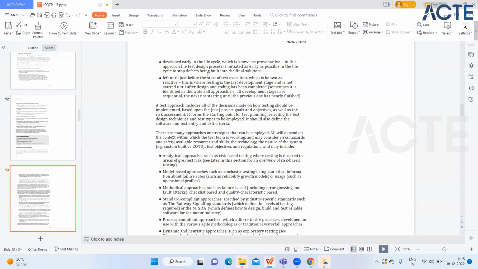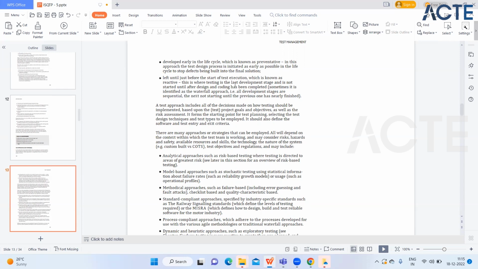Developed early in the life cycle, which is known as preventive. In this approach, the test design process is initiated as early as possible in the life cycle to stop defects being built into the final solution. So the first test strategy they are saying is a kind of preventive strategy in which we will start this approach at the initial stage, at the design process itself, as early as possible in the software development life cycle, so that we can stop the defects being built into the final solution.